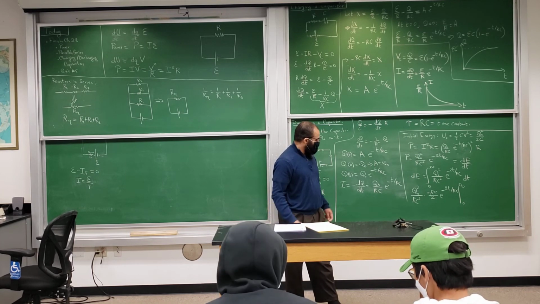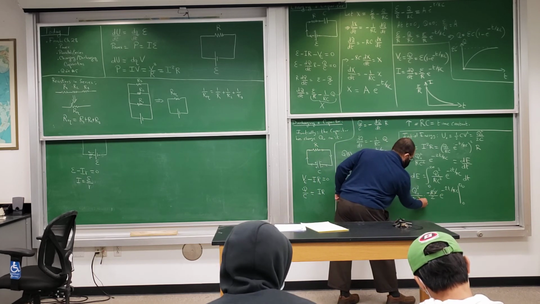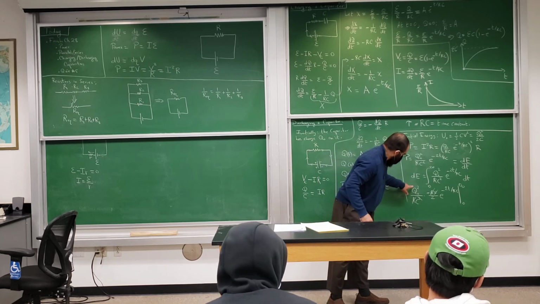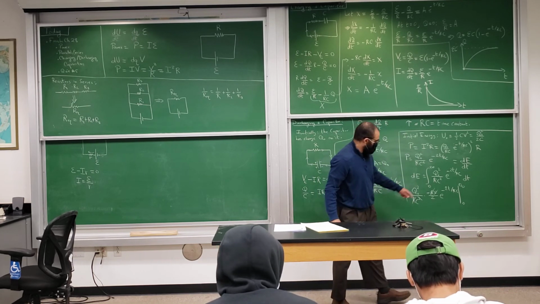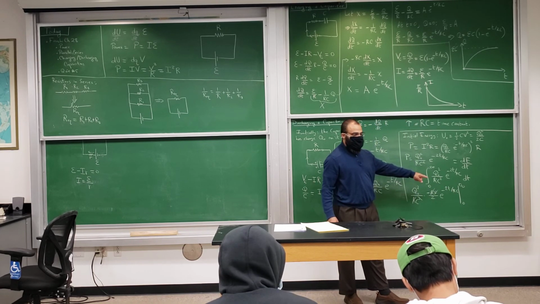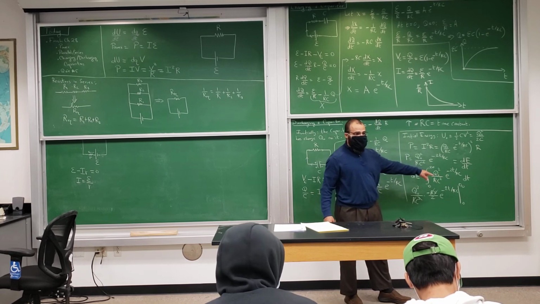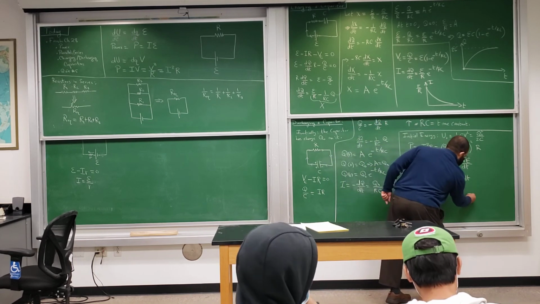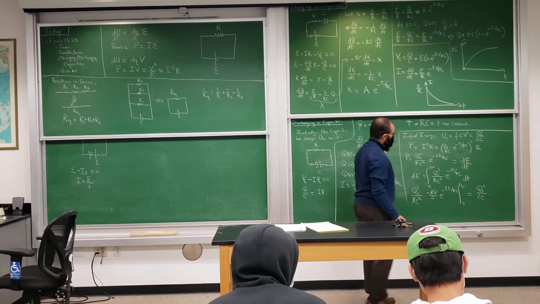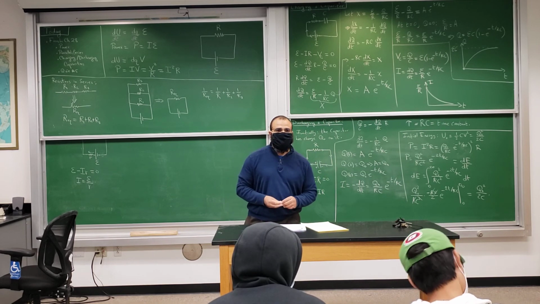So this and this and this and this cancel. You just have negative Q0 squared over 2C, evaluated at infinity, where you get 0, since e to the minus infinity is 0. And at 0 you get 1. So this becomes Q0 squared over 2C, as it should be. So that's the energy given off by the resistance.